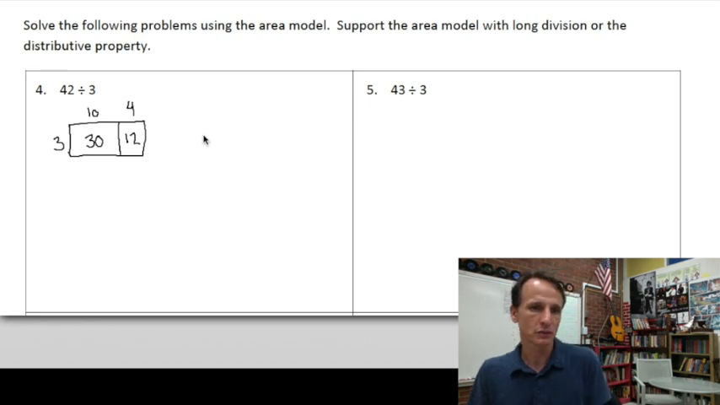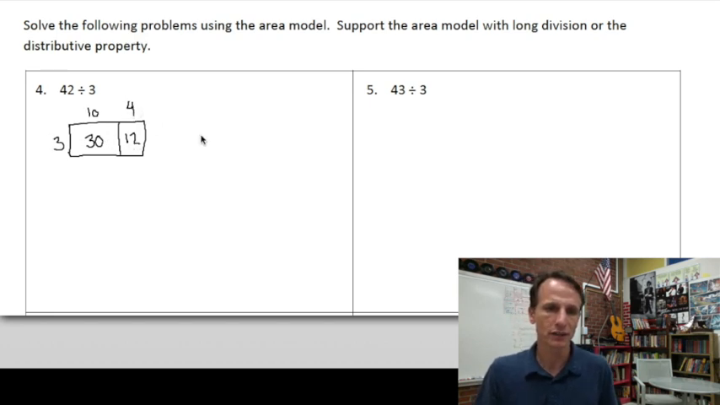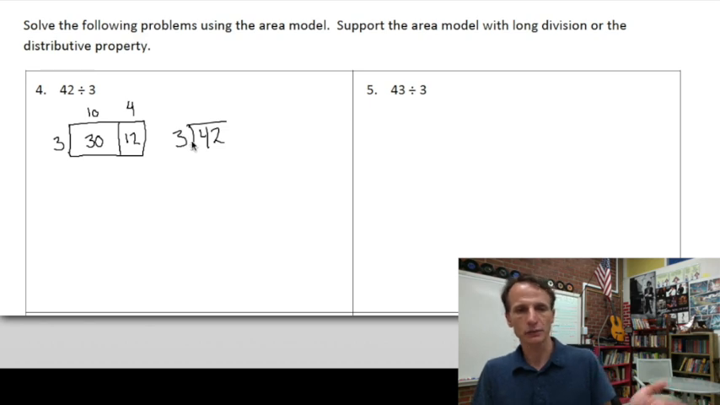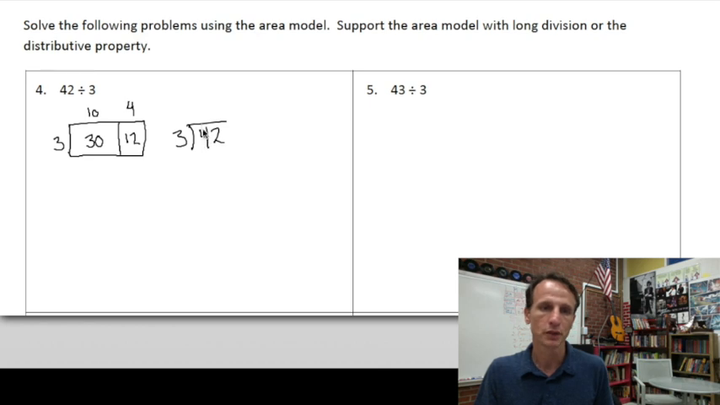And so that's done. What's our area model show the quotient to be? 14. 42 divided by 3 is 14. And that's what we will get, of course, when we go ahead and do our long division. 42 divided by 3. Well, how many 3's in 4? Skip count by 3's. 3. Yep, there's 1. And we subtract 1 times 3, which is 3.